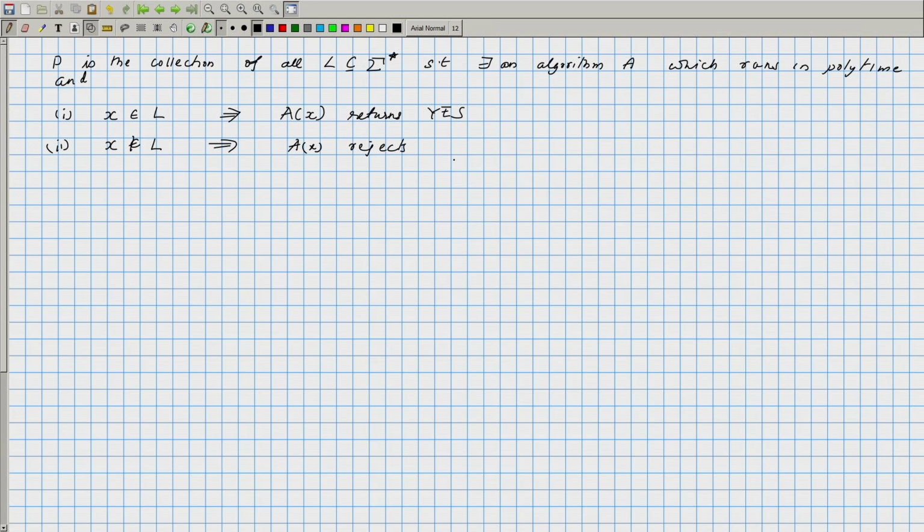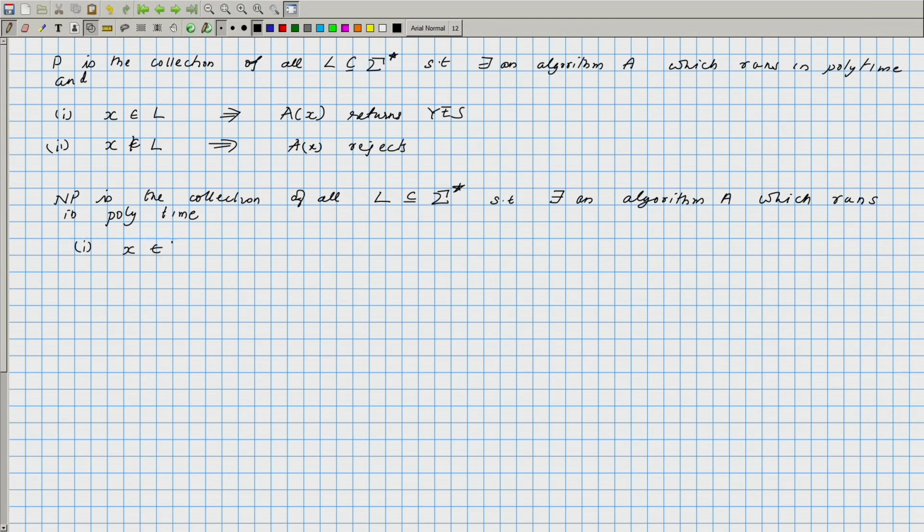Okay. When we think of graphs containing Eulerian cycles, the language L there would consist of all strings which are valid encodings of graphs which have an Eulerian cycle in them, and NP is the collection of all L belonging to sigma star such that there should exist an algorithm A which runs in polynomial time, and then there are two requirements.